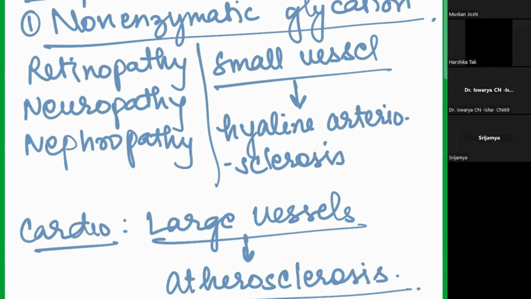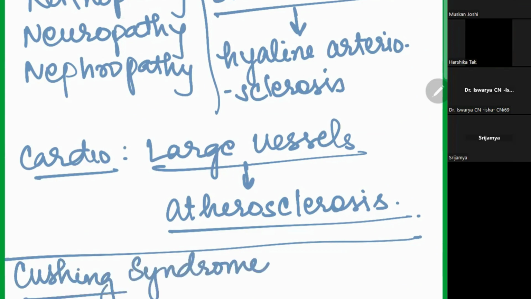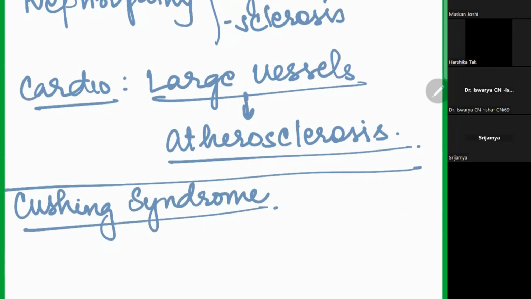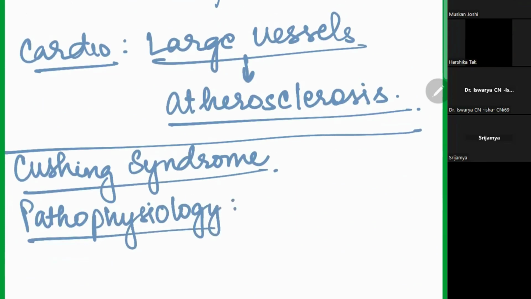Okay. So the next very important topic is Cushing syndrome, and they will give you a very easy question from here, because they will give you a classic case. So now let's talk about Cushing syndrome. What is the pathophysiology of Cushing syndrome? Anyone?